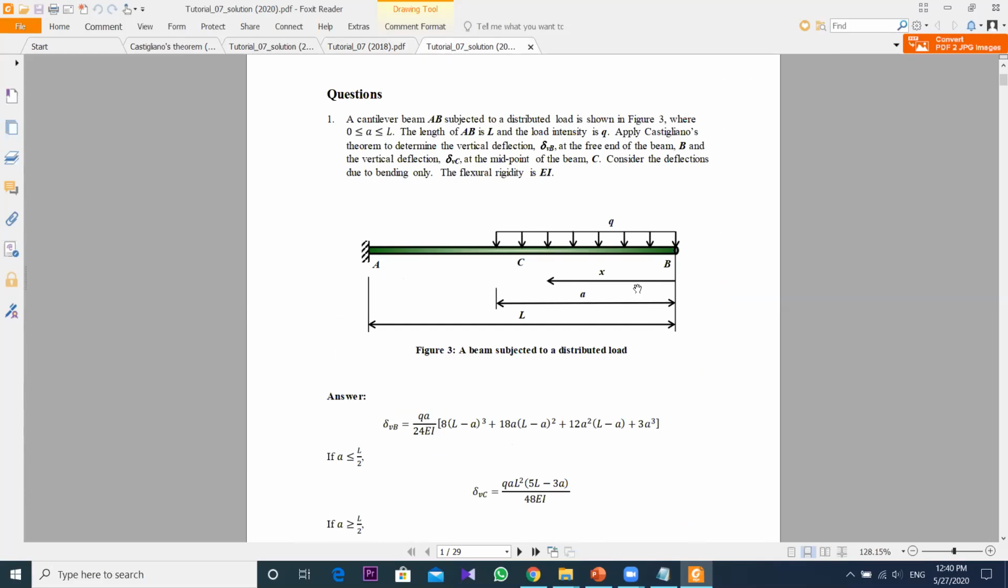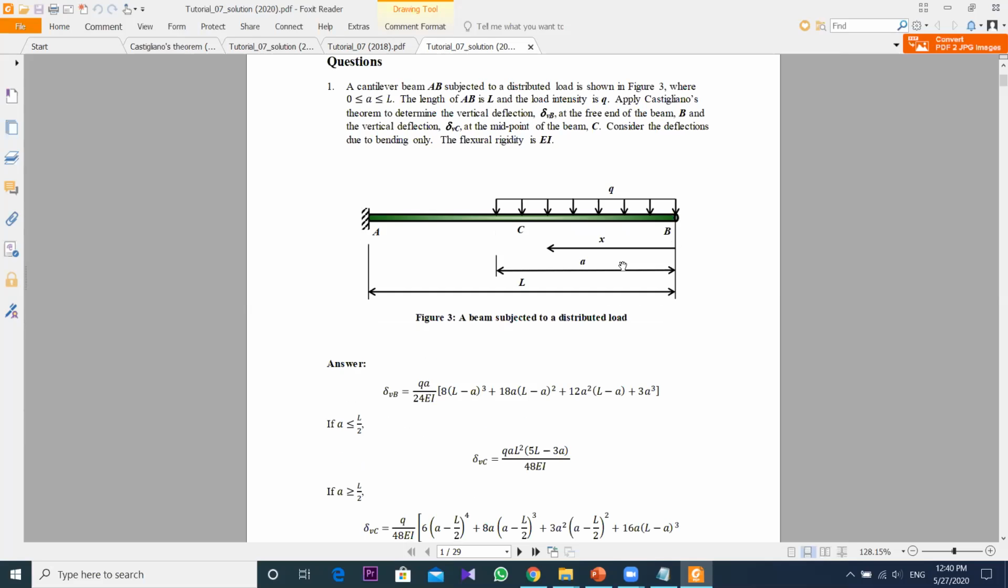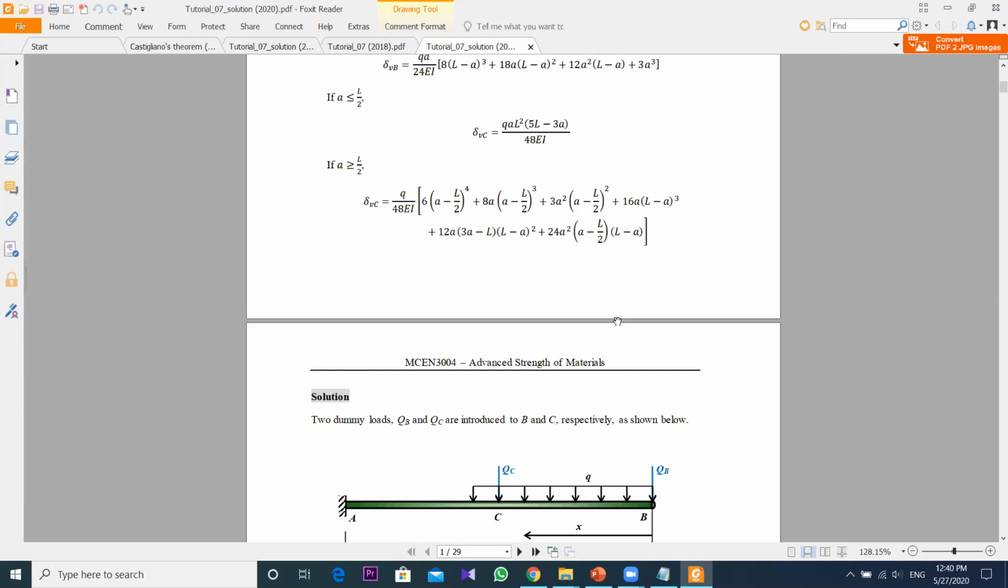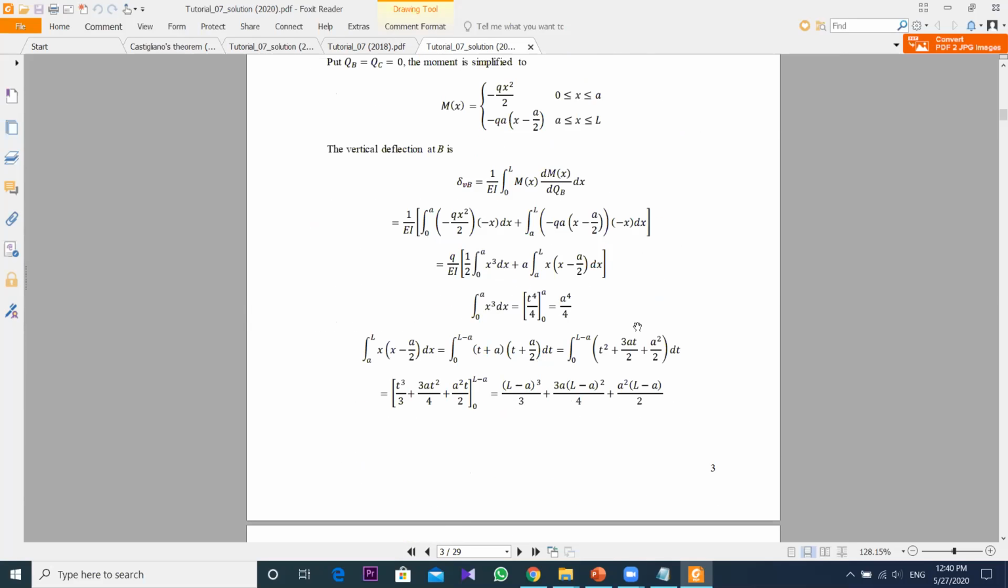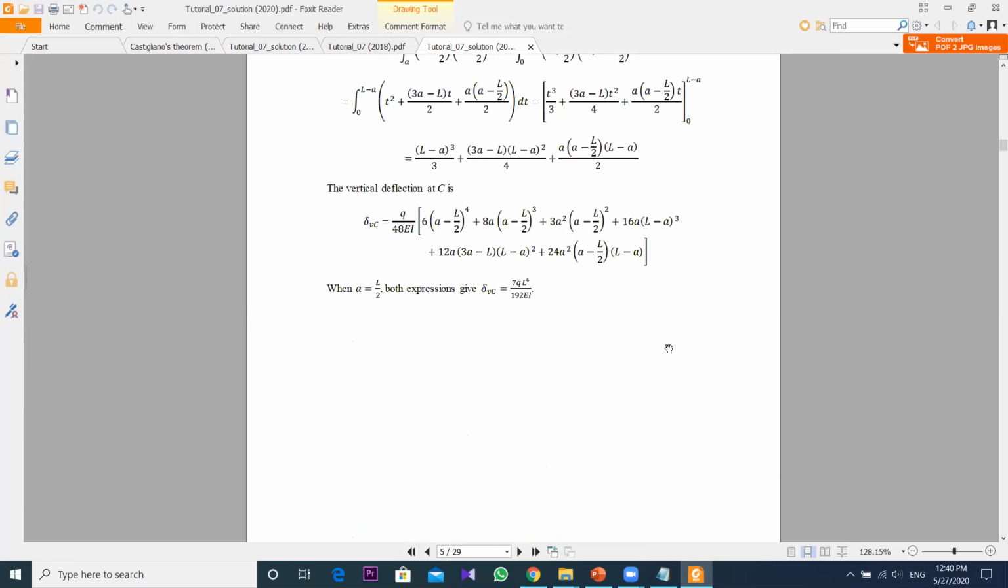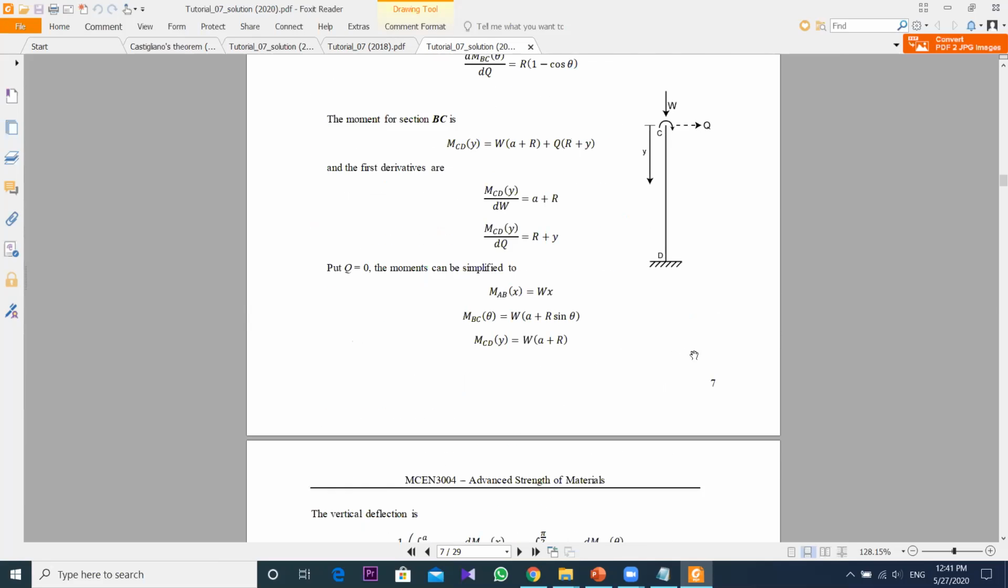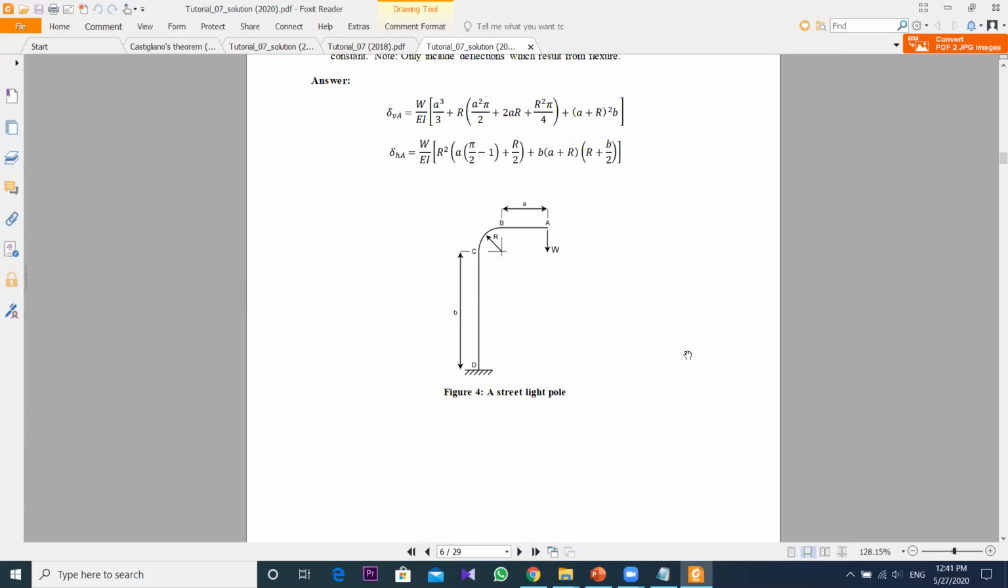So Sena, do you have any questions about these cantilever beam questions? No, sir. I did it. I had no problems with that. But the eighth question is a bit difficult. Which one? The eighth question. Okay, I will check it. The second one also no problem.